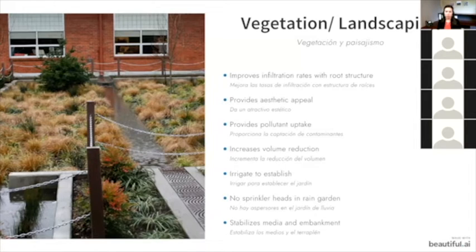But if you have to replace your filter material, you don't want sprinkler heads in your rain garden, because then you'll have to replace your sprinkler systems if you need to replace that filter material. And so it's not facilitating maintenance. It's not making it easy to maintain, and you're just causing more problems and more expense by installing sprinkler heads in a rain garden. Vegetation also stabilizes your media, whether that is your soil and compost mix or your specific filter media. If you're using this as a stormwater control measure, it really just helps prevent erosion.